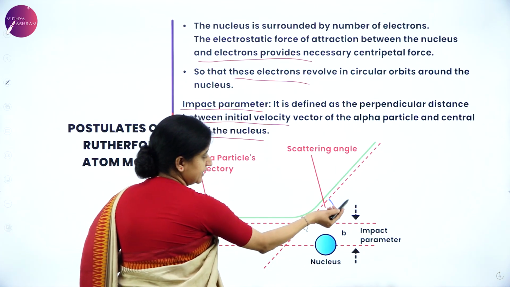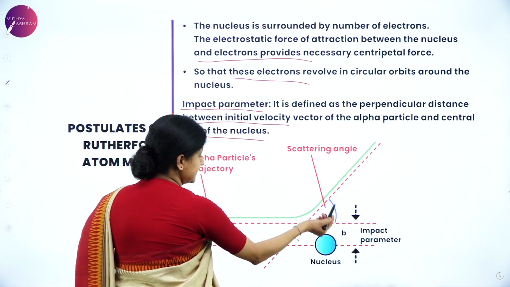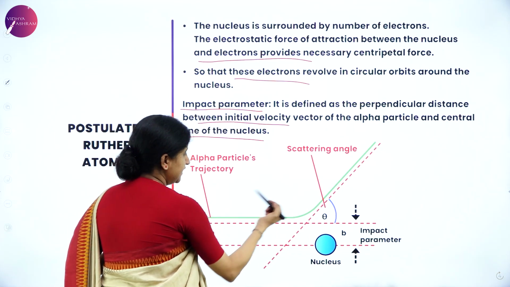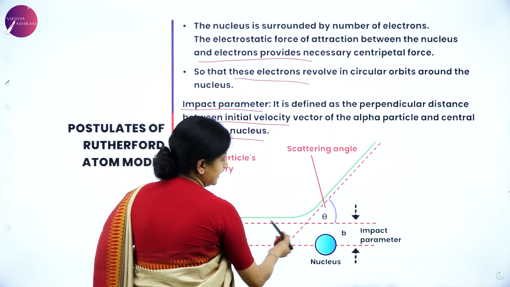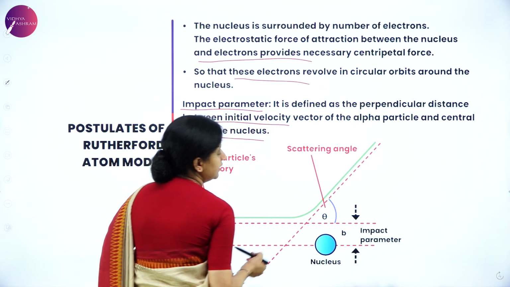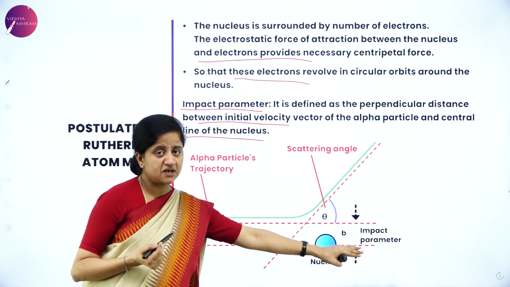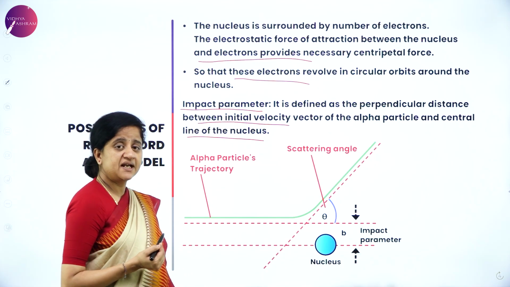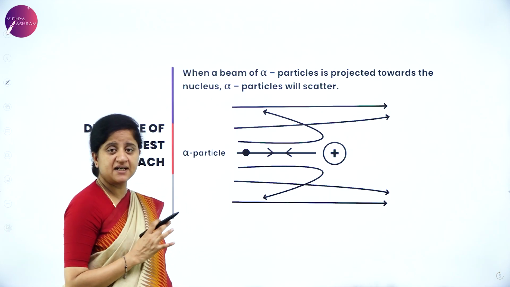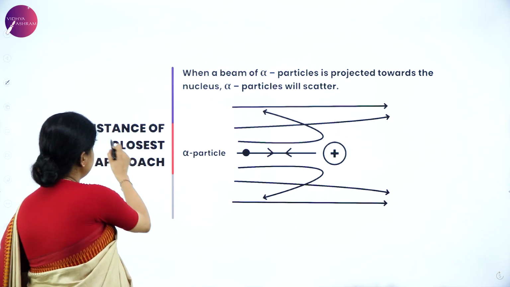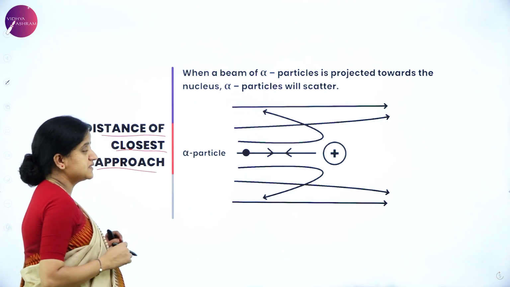So here we have to see the perpendicular distance between the initial velocity vector of the alpha particle and the central line which is passing through the nucleus. This gives us an idea of the impact parameter. We have another important term in understanding the behavior of an atom, that is, the distance of closest approach.